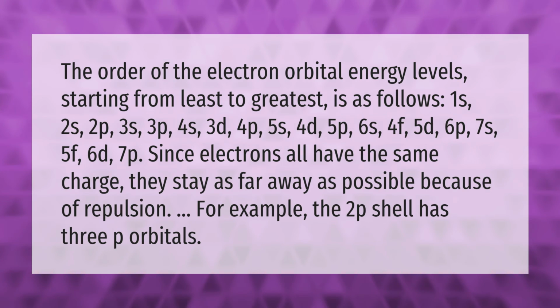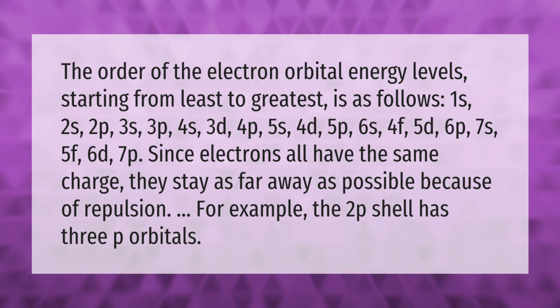Since electrons all have the same charge, they stay as far away as possible because of repulsion. For example, the 2p shell has 3p orbitals.